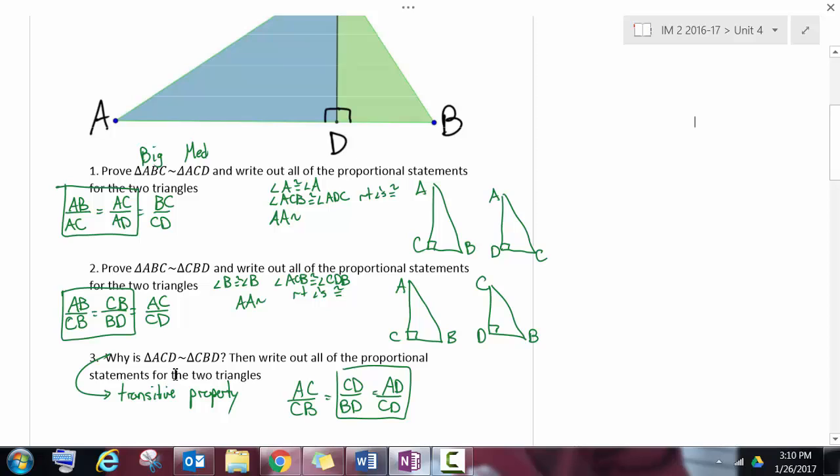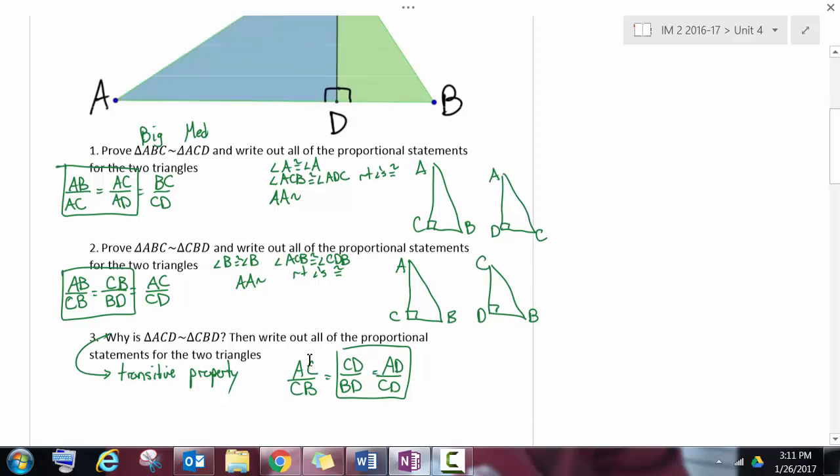Then why is ACD similar to triangle CBD, the small and the medium? Really because of the transitive property. If they're both similar to the big one, they have to be similar to each other. So we can write our statements from that as well. AC goes with CB, AD goes with CD, and CD goes with BD. So we have all of our measurements here. And I put squares around the ones where you saw the same thing twice. We had CD twice here, CB twice here, and AC twice here.